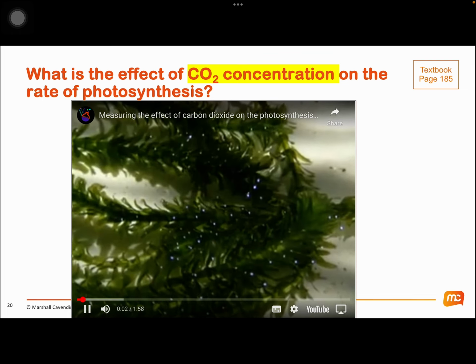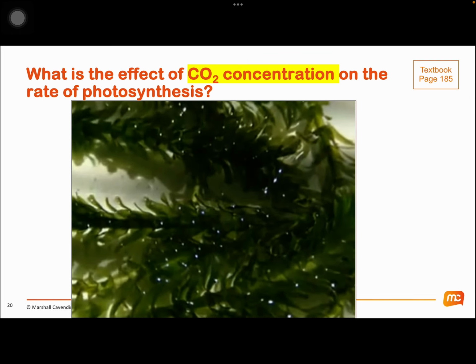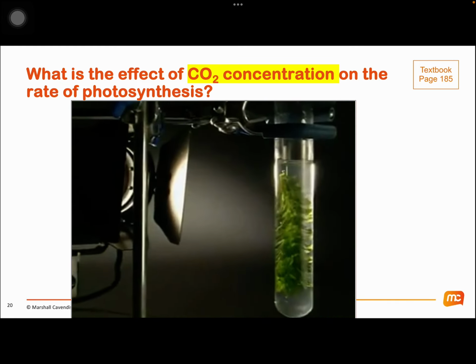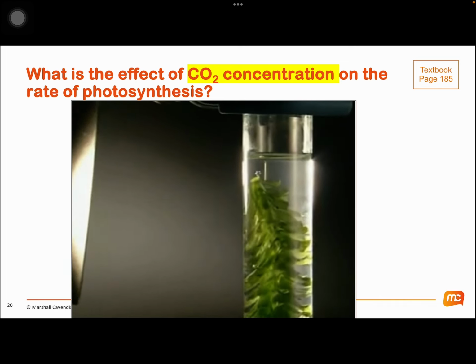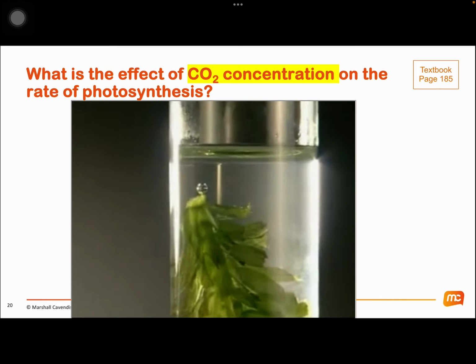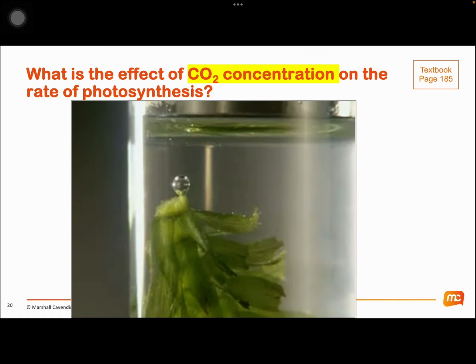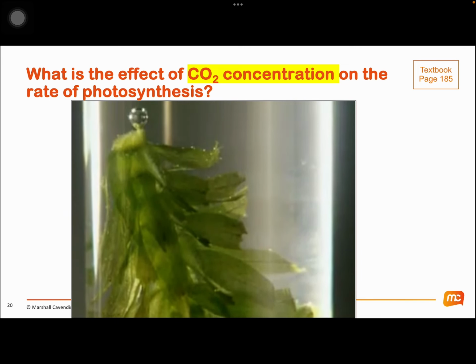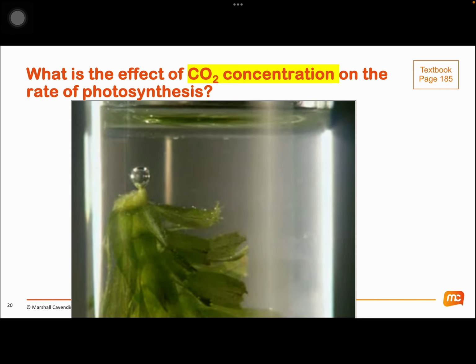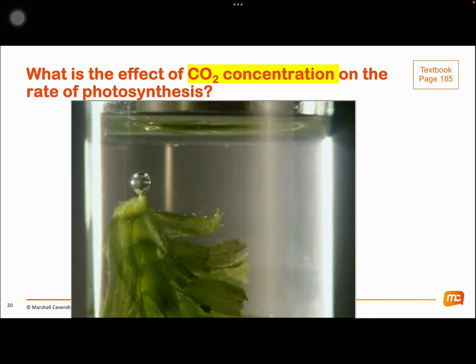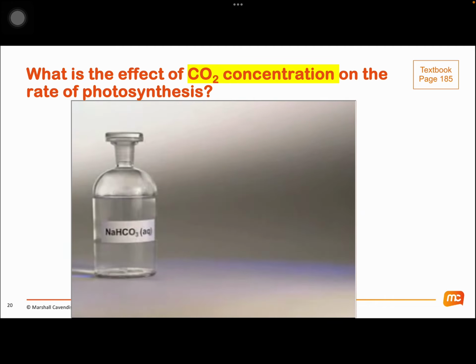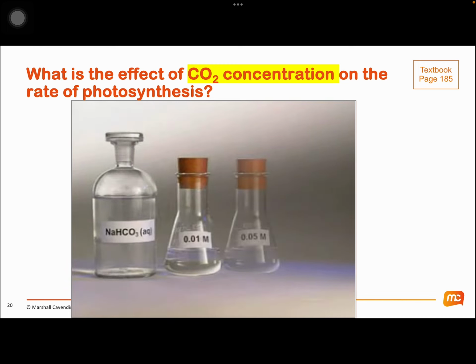A simple way of monitoring the effect of different CO2 levels on photosynthesis is to use a water plant like Canadian pondweed. As the plant photosynthesizes, it produces oxygen, which is released as bubbles into the water. The amount of oxygen produced in a given time is a measure of the rate of photosynthesis. So you can see the bubble. A good source of carbon dioxide is sodium hydrogen carbonate solution. The greater the concentration, the greater the amount of carbon dioxide available to the pondweed.